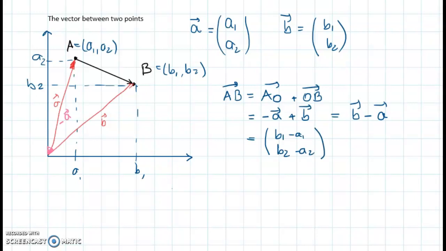And this is the vector that tells us the displacement of B relative to A. So what do we do to go from A to B? In the x direction, we have to take B1 minus A1 steps. In the y direction, we have to take B2 minus A2 steps. So this is, I write, the displacement vector of B relative to A.